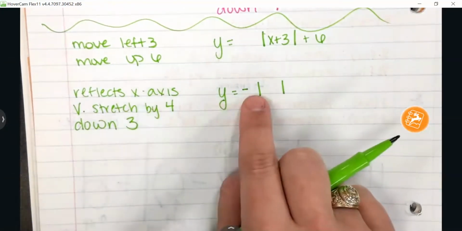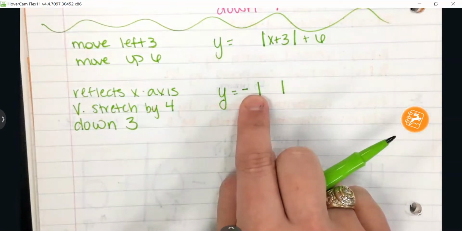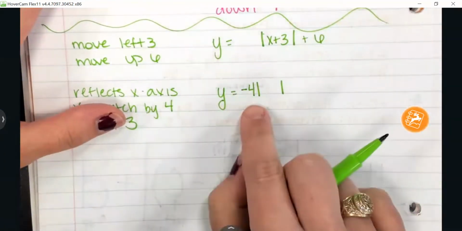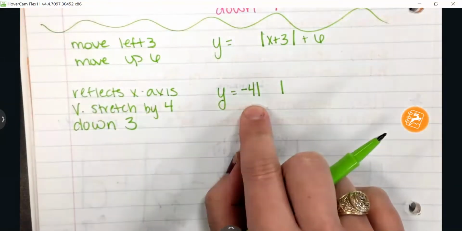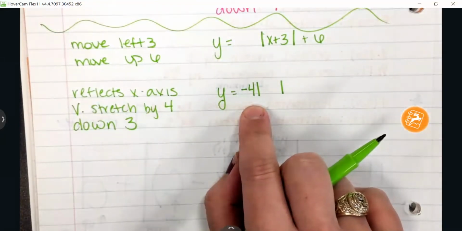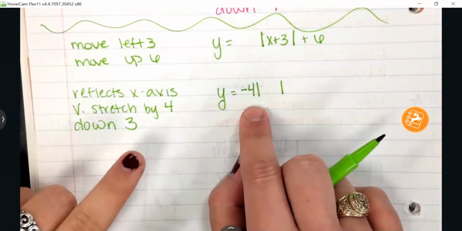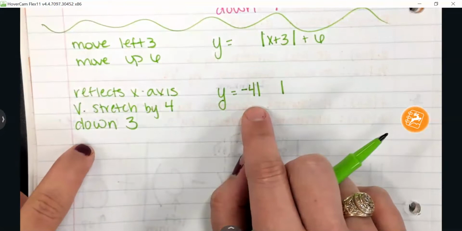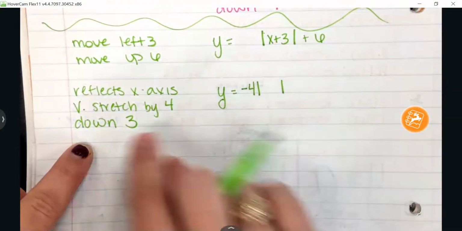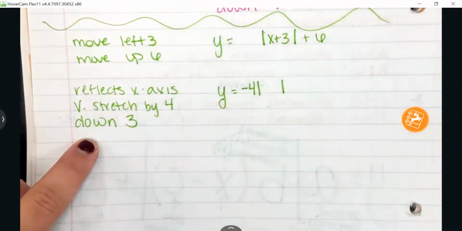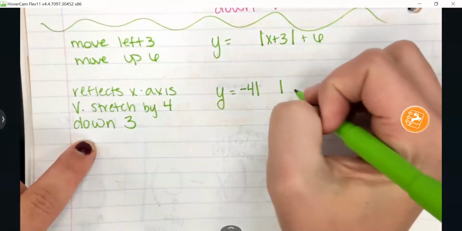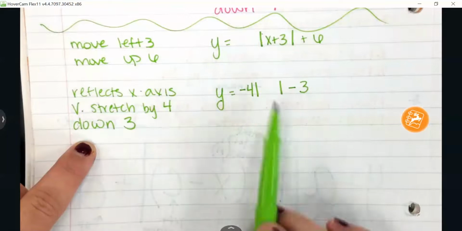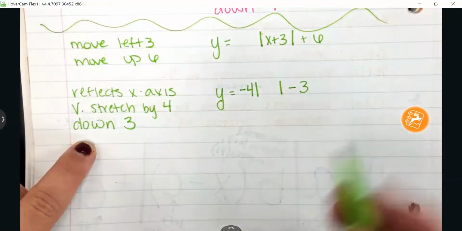So is it going to say 4 or is it going to say 1/4? It's going to say 4. Why does it say 4? It's outside. It's exactly what it says. Down 3. Down. Inside or outside? Outside. Down, up. Positive or negative? -3. What has to go inside my absolute value bars? X. Has to.